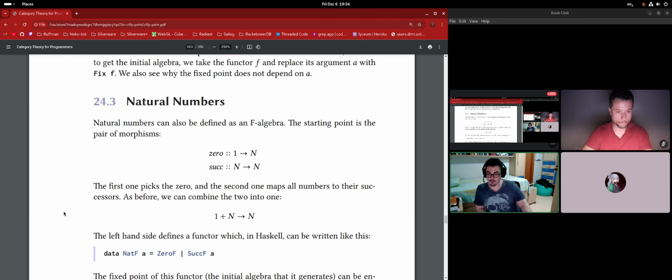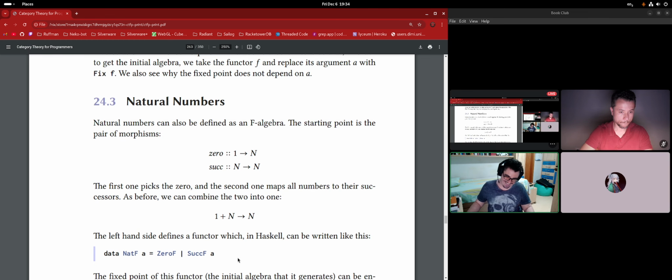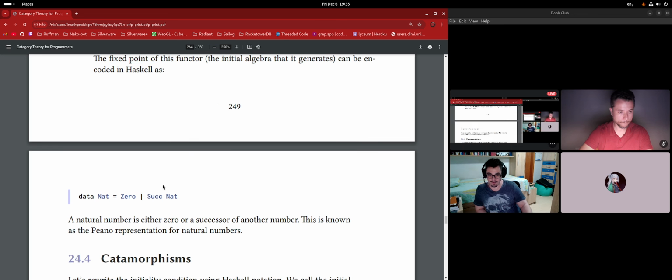So here's an example with natural numbers. We know that these will be the rules of this monoid. Then we apply the same process that we saw in the beginning. We get this thing, and well, it's not even a monoid at this point. It's just an F algebra, right? Yeah, it's just Peano numbers as an F algebra. Exactly. So then you can write it like this, and the fixed point of this functor can be encoded in Haskell as this thing. After you apply the fix to this, the A disappears, and then you get this.